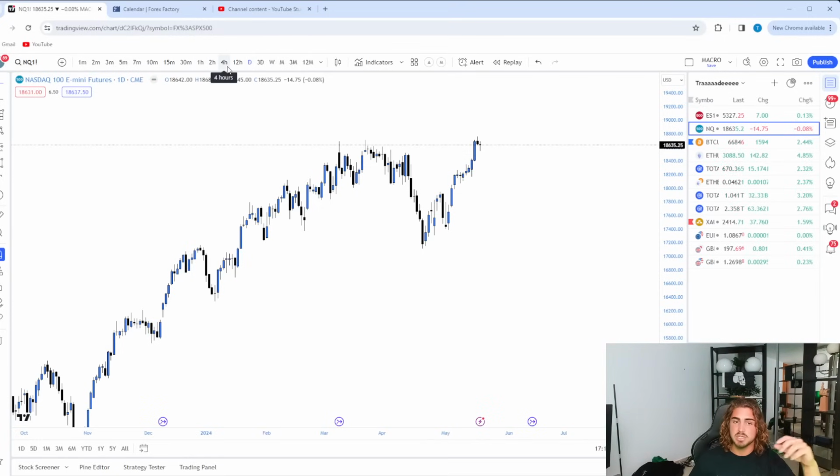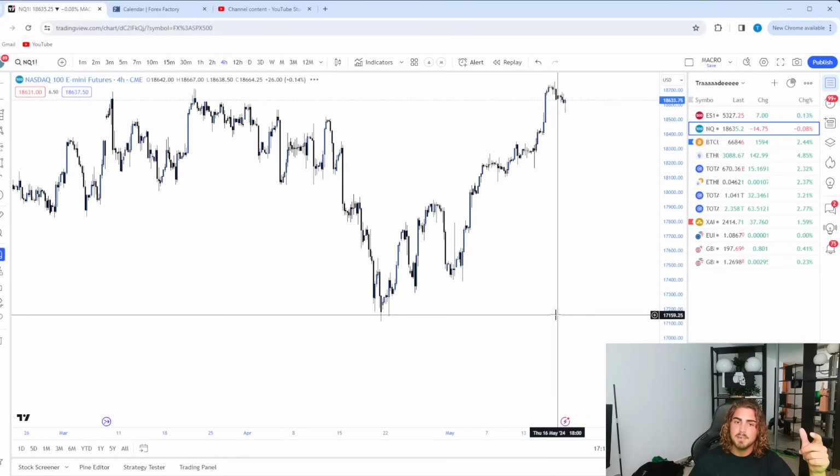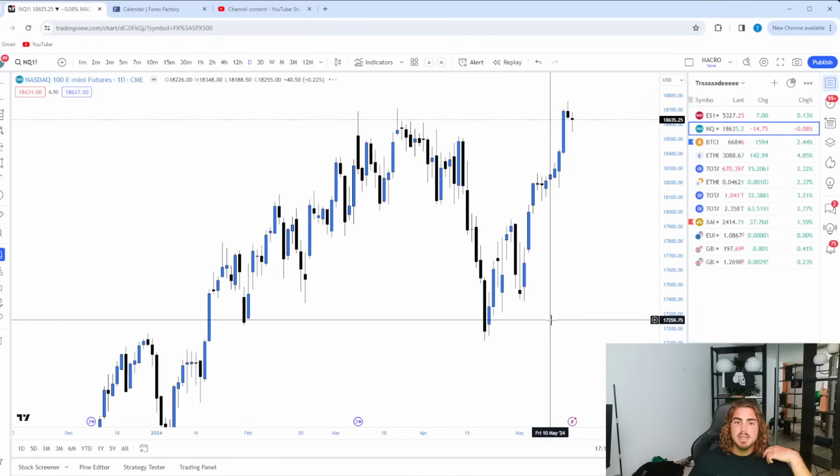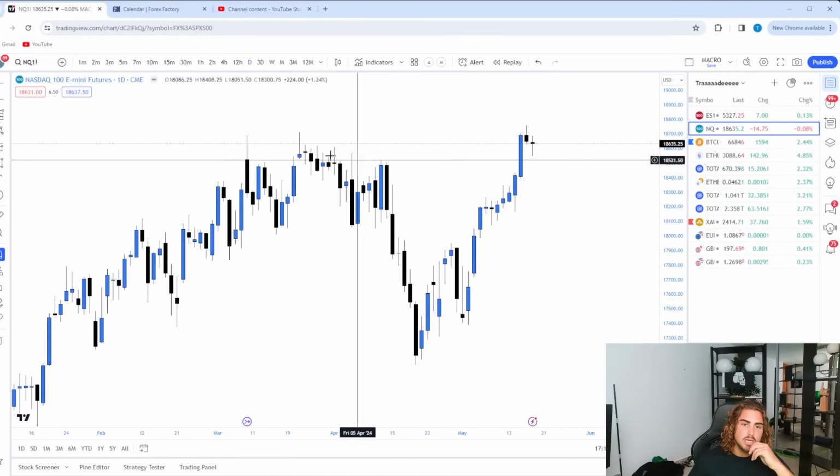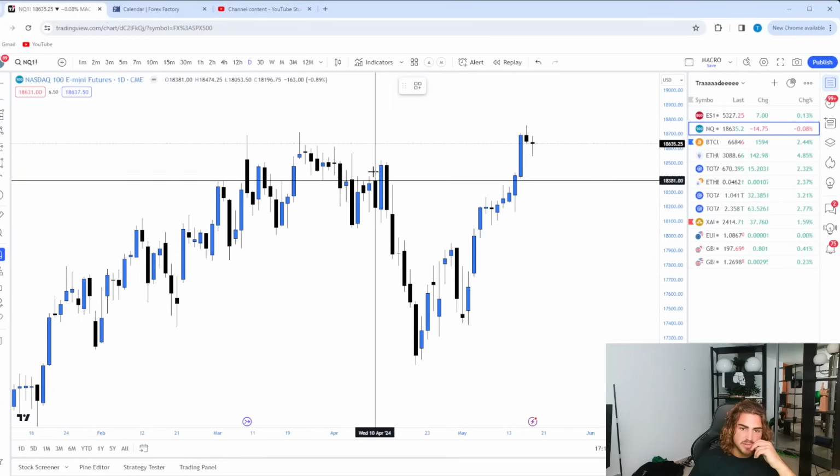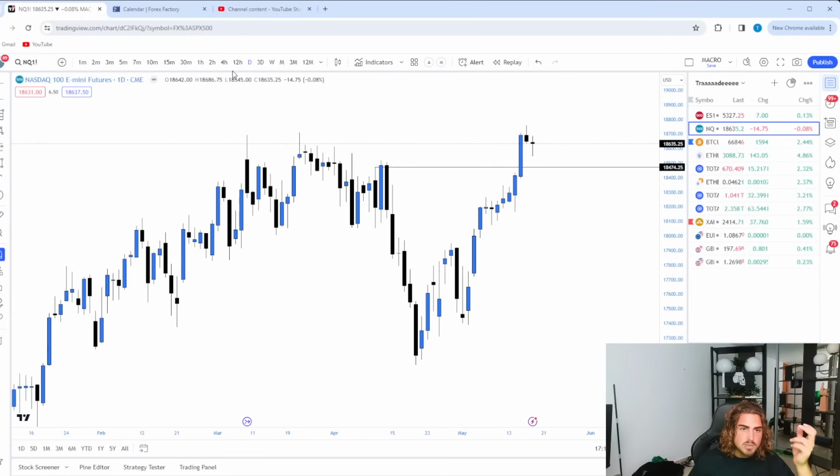We find our executions and our confluences on the 4 hour and the hourly. Okay, it's the same type of thing. So let's say on the daily, we're looking for draws on liquidity, and we know that we're bearish, for example. Let's say we see a sweep of this liquidity.